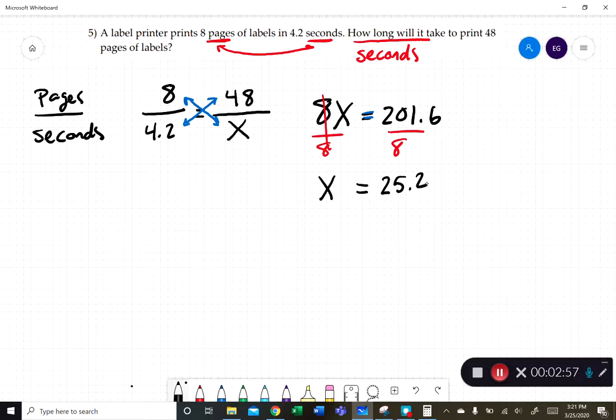So originally, we had this x here on the bottom of our fraction, on the denominator. On the bottom is seconds. So our final answer is 25.2 seconds.